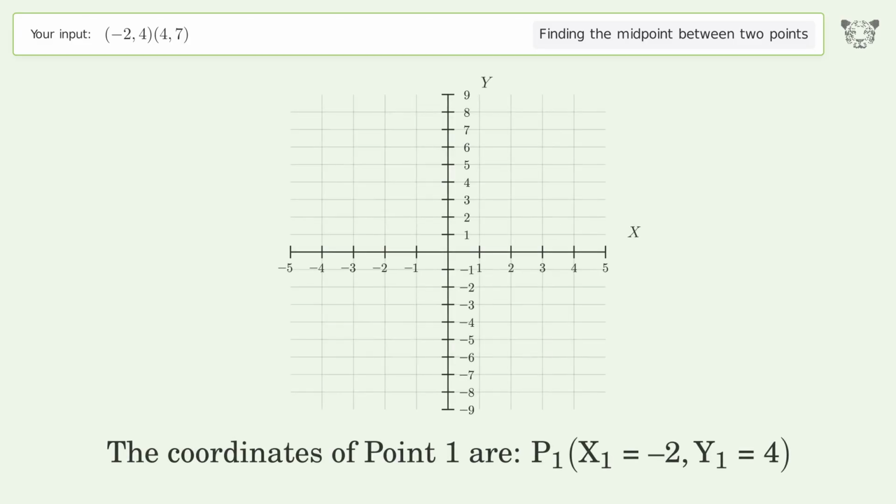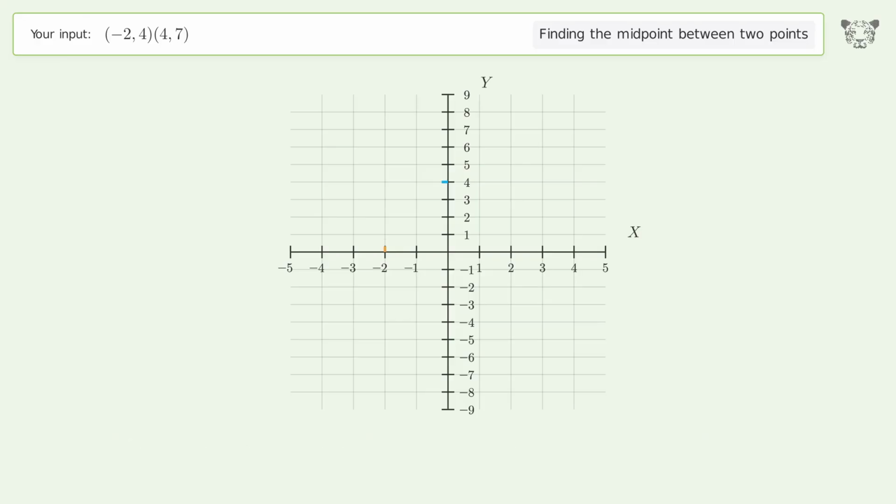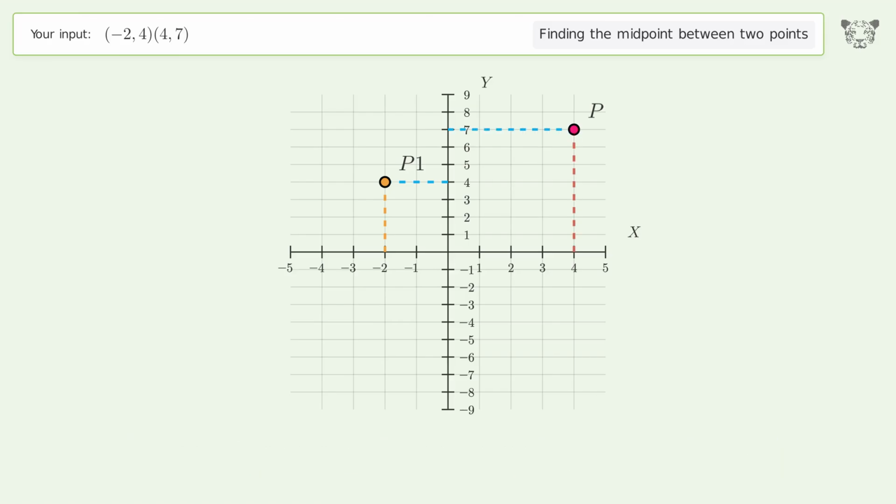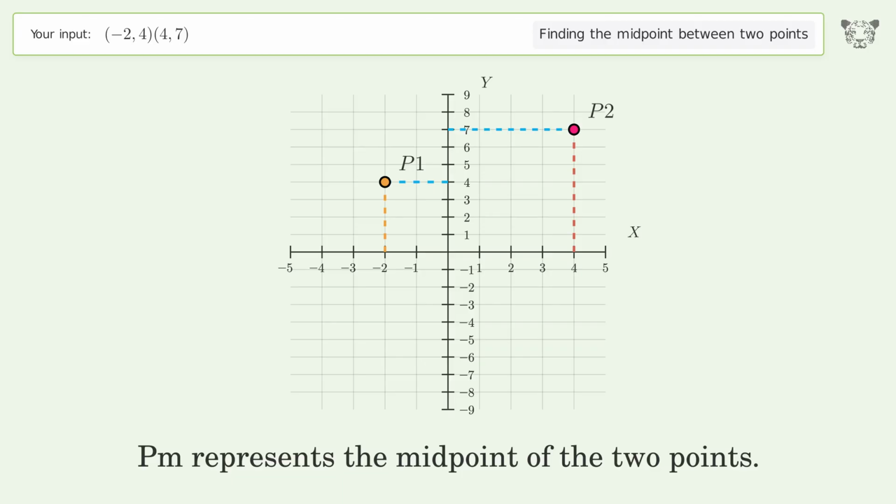The coordinates of point 1 are x1 equals -2, y1 equals 4. The coordinates of point 2 are x2 equals 4, y2 equals 7. PM represents the midpoint of the 2 points.